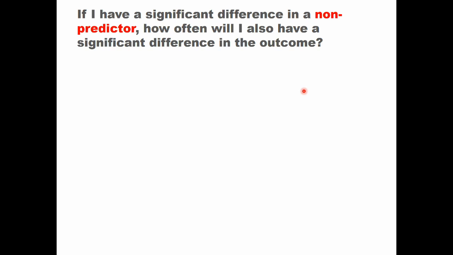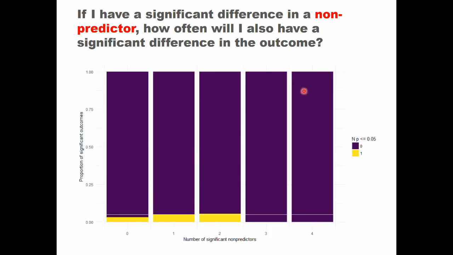And so given that I have a significant difference in a non-predictor, how often do we think we'll see a significant difference in the outcome? Take a minute and think about that, pause the video and see if you can make a guess, and then we'll go on. And so the answer here is that essentially there's no relationship whatsoever.